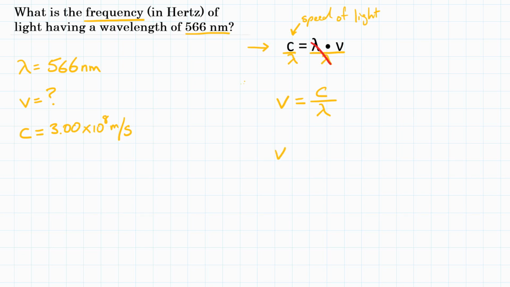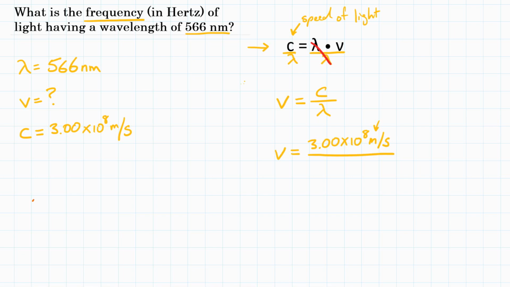So frequency is equal to the speed of light, that is 3.00 times 10 to the 8th, and our units are meters per second, divided by wavelength, which we have as 566 nanometers. Now, the speed of light is in meters per second. So if we use 566 nanometers on the bottom here, our meters and nanometers won't cancel out like we need them to. So we need to convert one unit to the other so that they're the same.